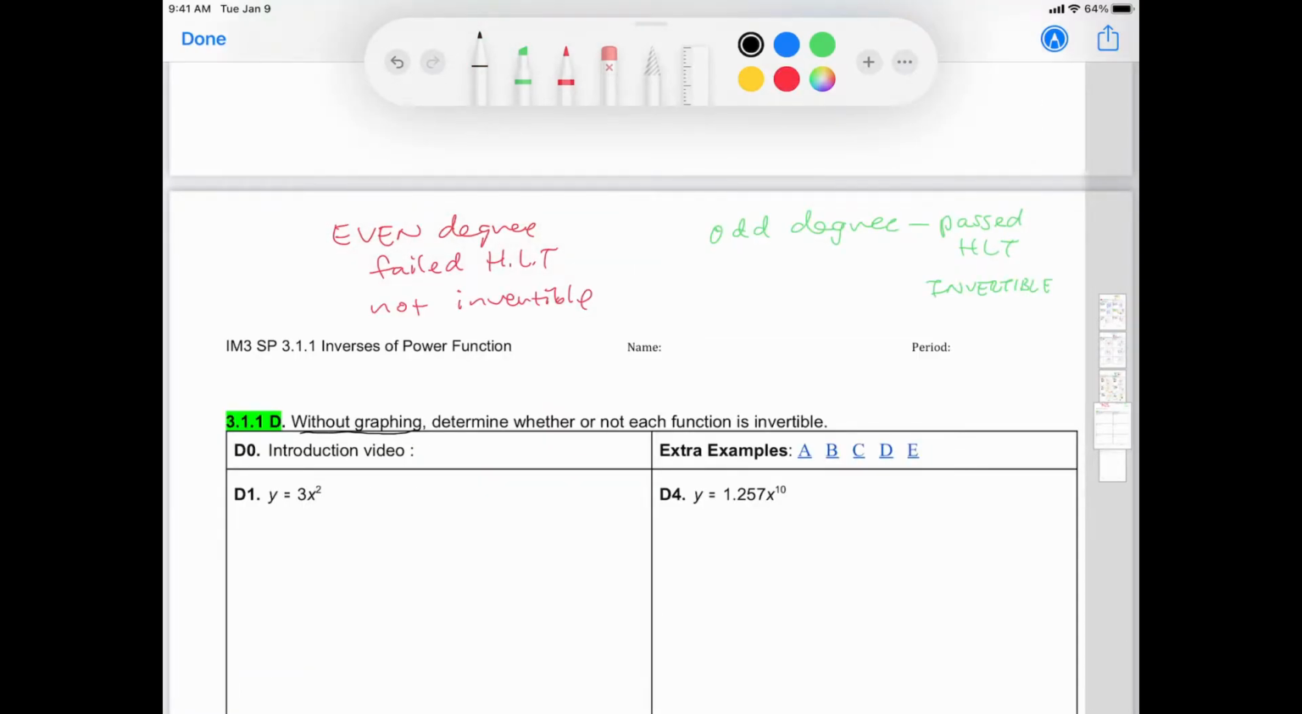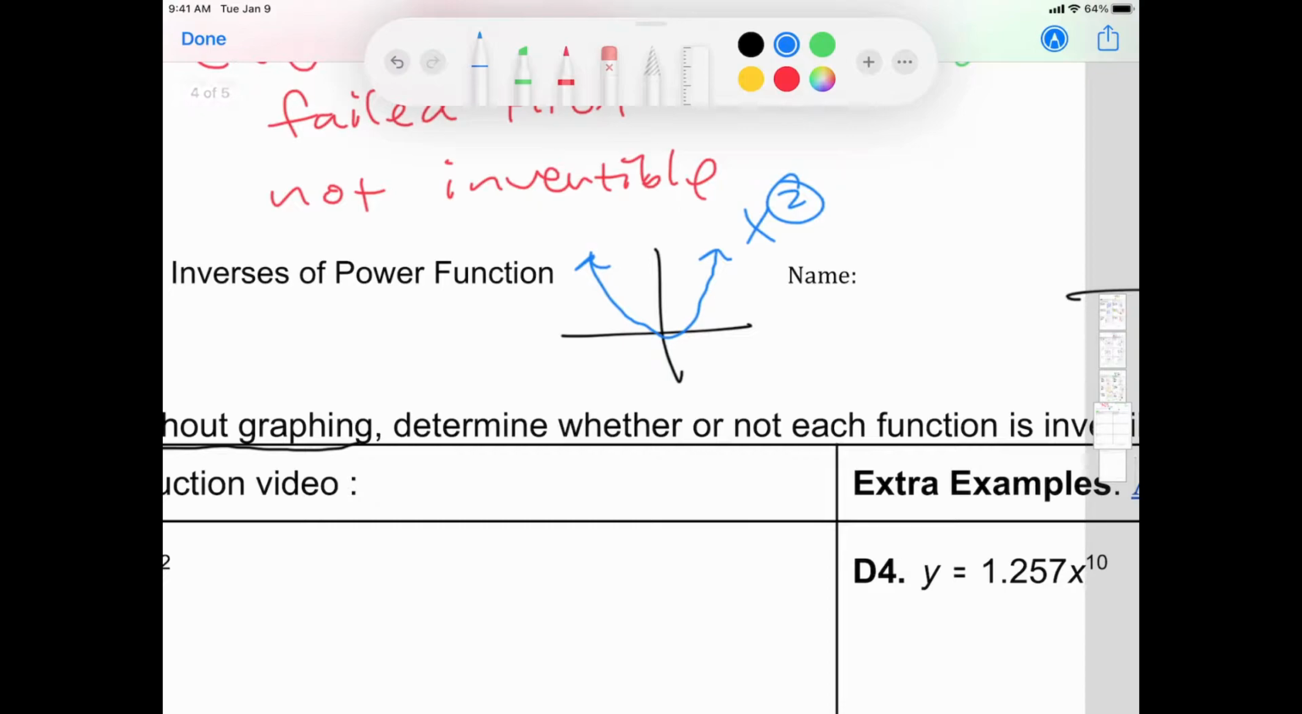Okay, let's take an even degree, such as this graph. X squared is an even degree. Now, within this, if you put in -2 for x, you will get 4. And if you put -1, you get 1. 0, you get 0. Put 1 in there, you get 1, and then 2 squared is 4. Okay, you cannot take the inverse.